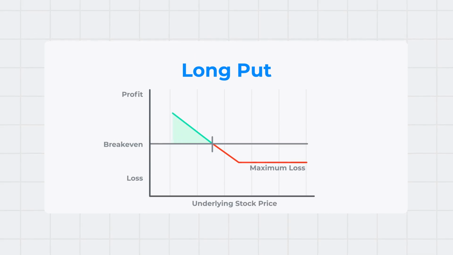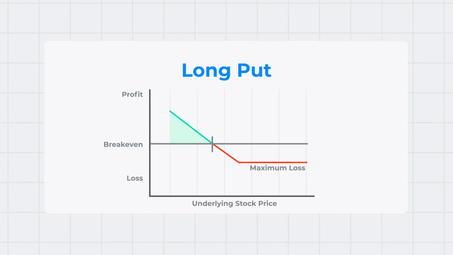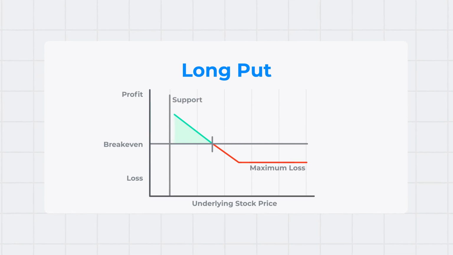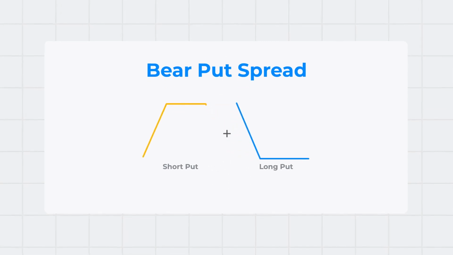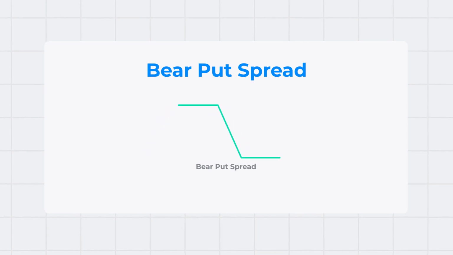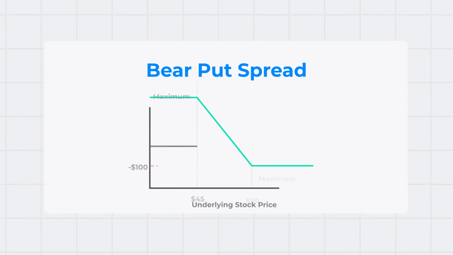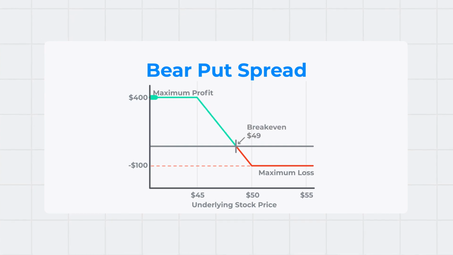While a long put can yield sizable theoretical profits, it's unlikely for stock prices to drop to zero, often stalling or bouncing at support levels. The bear put spread is a debit vertical spread combining a short put leg with a long put in the same stock and expiration. Adding the short put will limit the downside profits to the difference between the strikes minus the premium paid to open the spread.